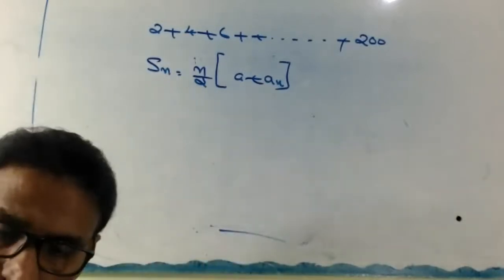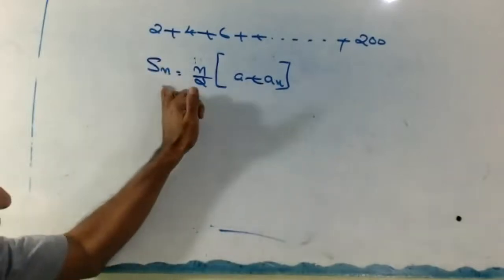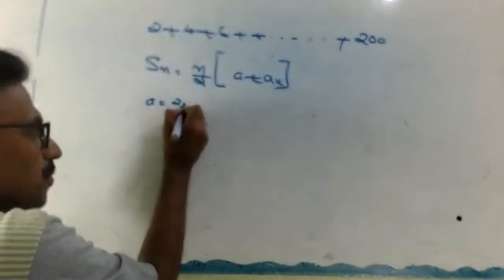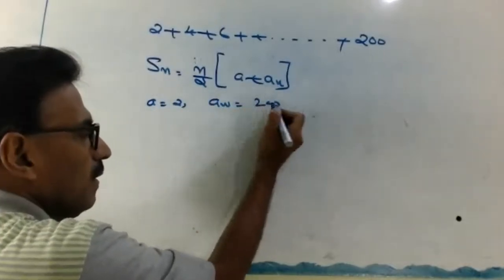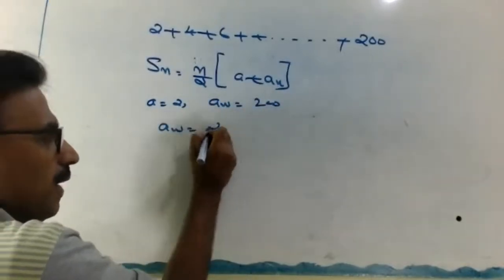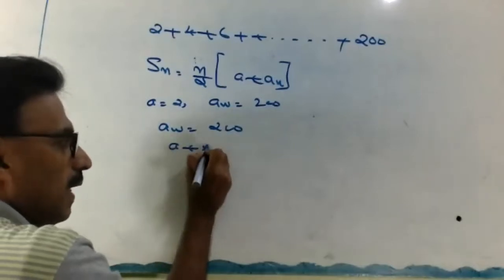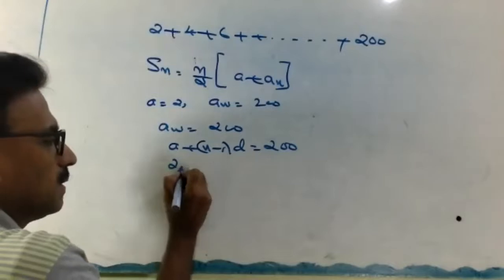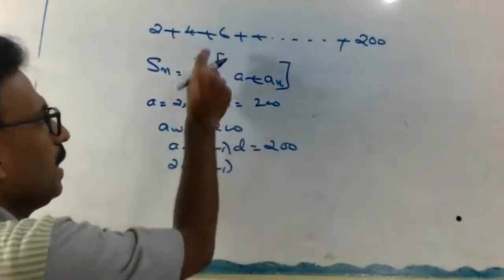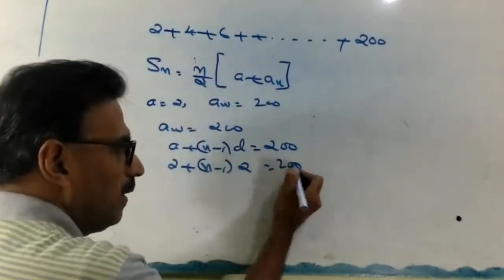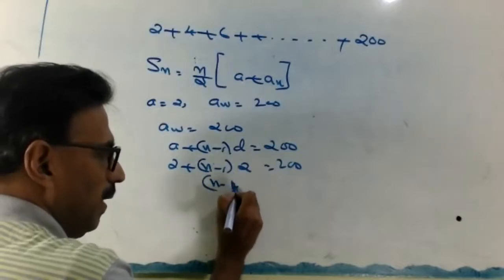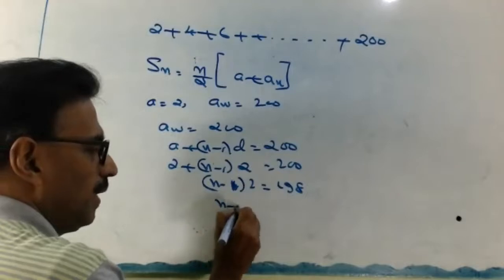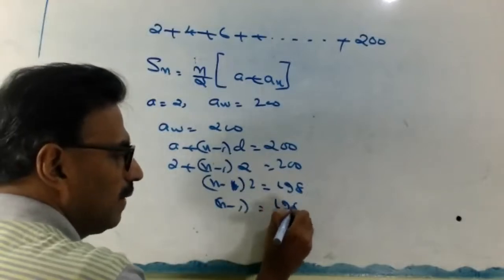First you write Sn equal to n by 2 into (a plus an). So list it: a equal to 2, an equal to 200. So a plus (n minus 1) into d equal to 200. 2 plus (n minus 1) into 2 equal to 200. So (n minus 1) into 2 equal to 198. Okay, n minus 1 equal to 198 divided by 2. How much?